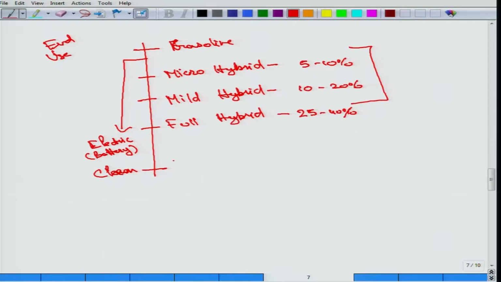And there are also plug-in hybrids. Plug-in hybrids run the car solely on electric power for the first maybe 50 to 80 kilometers, then they function like full hybrid cars. Unlike the others, they need to be unplugged and then plugged in to recharge. The efficiency gain here increases from 40 to 60%.